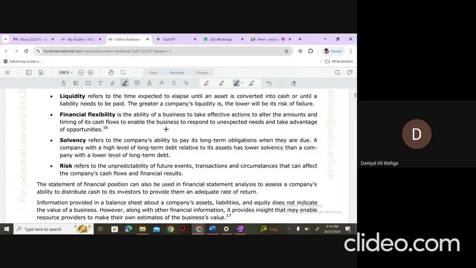Solvency refers to the company's ability to pay its long-term obligations when they are due.